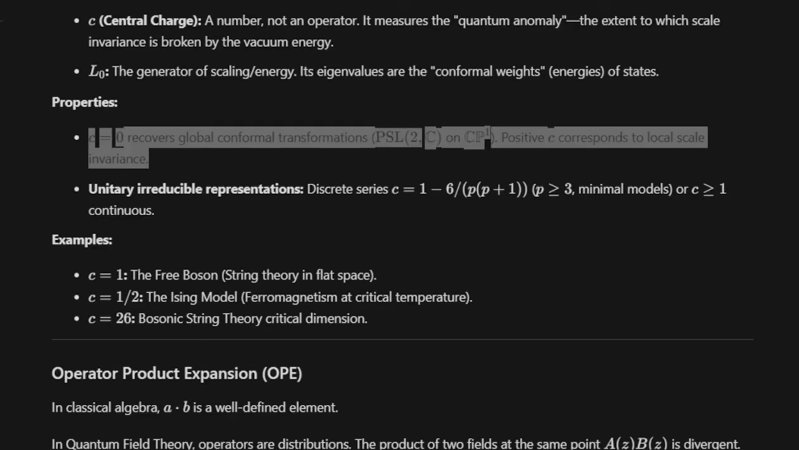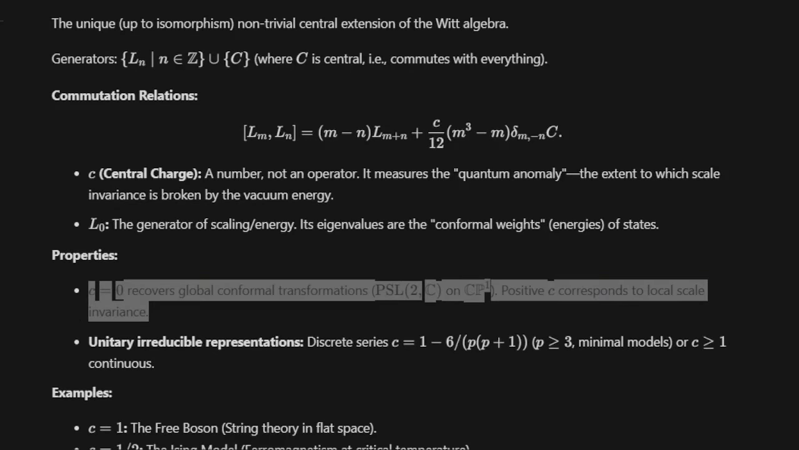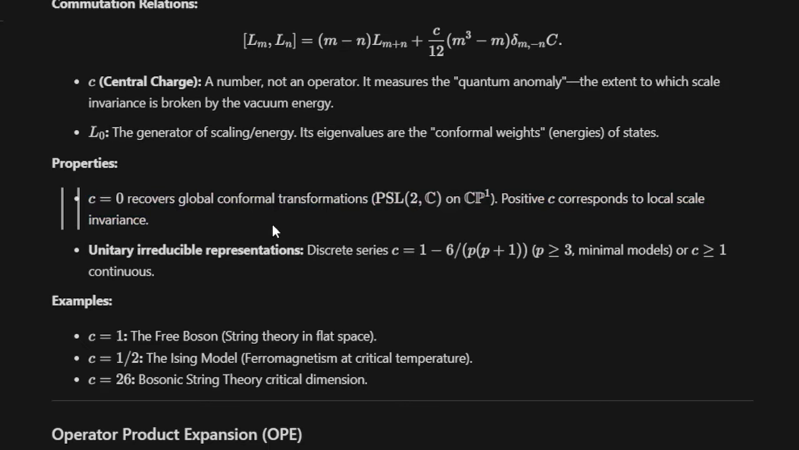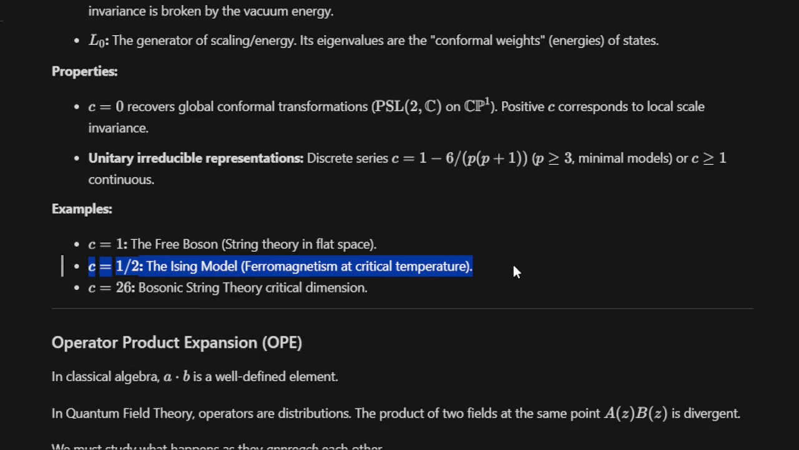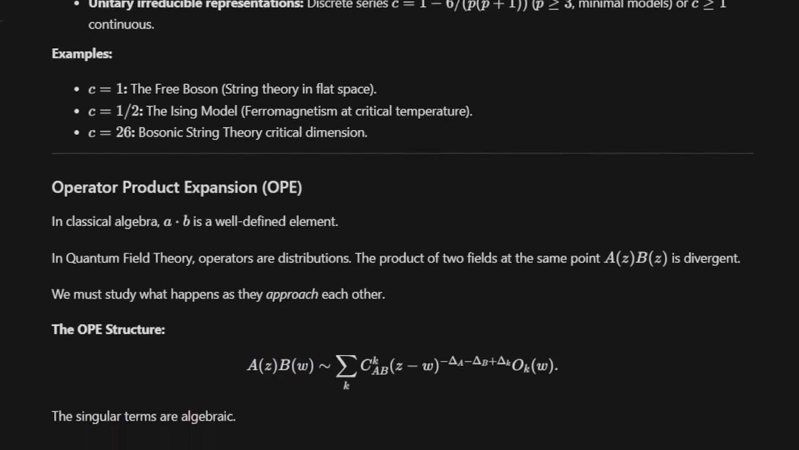Scale invariance is really important because this would tell you a single string in flat space would give us a boson, a free boson. But if we look at C equal to 1/2, we would get the Ising model, or ferromagnetism at the critical temperature. Okay? And if we look at the central charge C equal to 26, this becomes the critical dimension of bosonic string theory. All right? If C is wrong, usually the theory is inconsistent. All right?